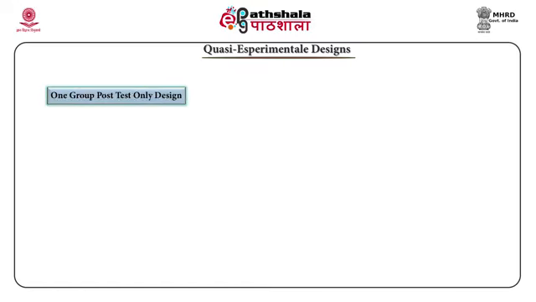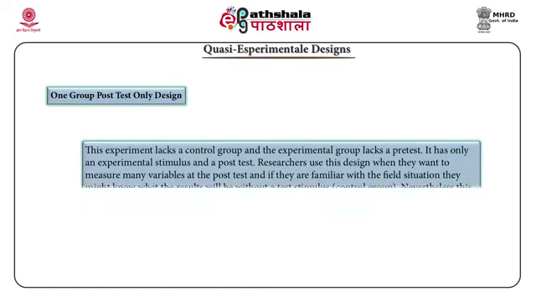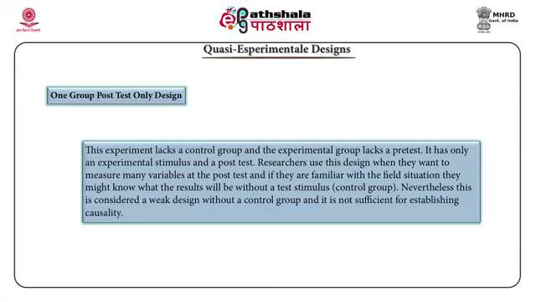One group post-test only design. This experiment lacks a control group and the experimental group lacks a pretest. It has only an experimental stimulus and a post-test. Researchers use this design when they want to measure many variables at the post-test, and if they are familiar with the field situation, they might know what the results will be without a test stimulus.